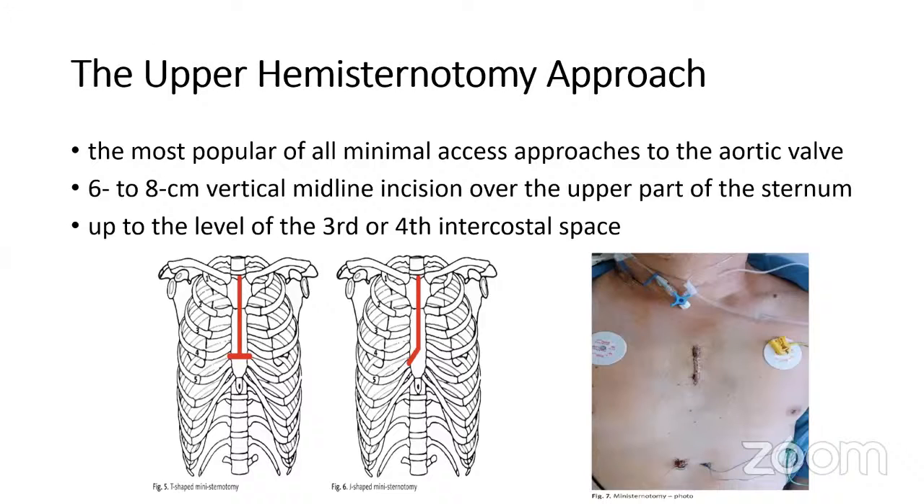The upper hemisternotomy approach is the most popular of all minimal access approaches for the aortic valve. You can see the incision in the skin. It's very minimal, a 6 to 8 centimeter vertical midline incision in the upper part of the sternum, just above the manubrial angle, down to the level of the third or fourth intercostal space. At that area you can go into the fourth intercostal space in a T, or make a J-shaped mini sternotomy. While you are opening the sternum, you should take care of the LIMA.